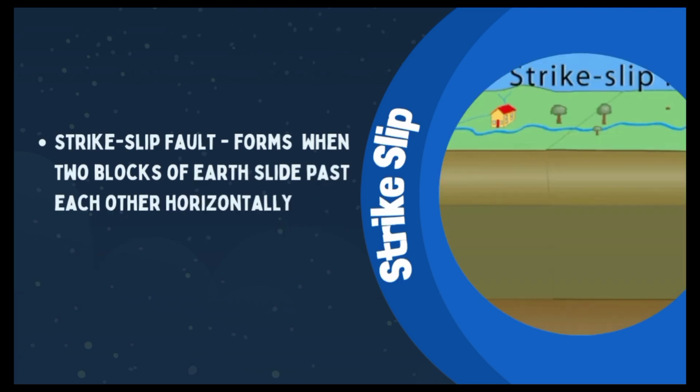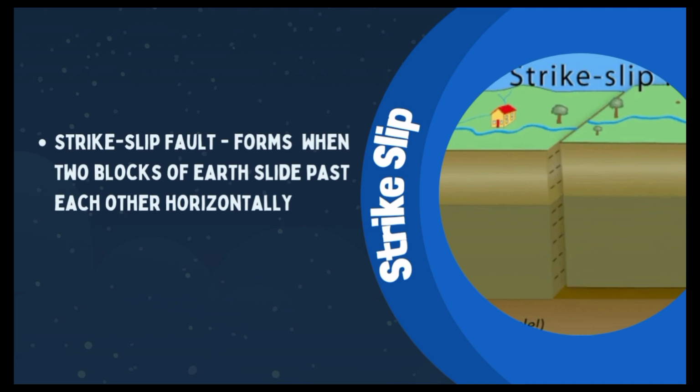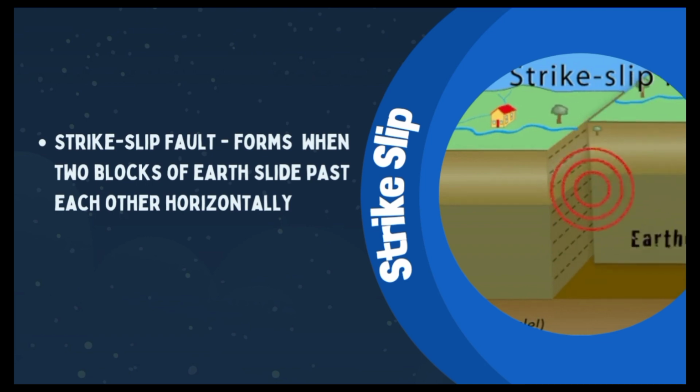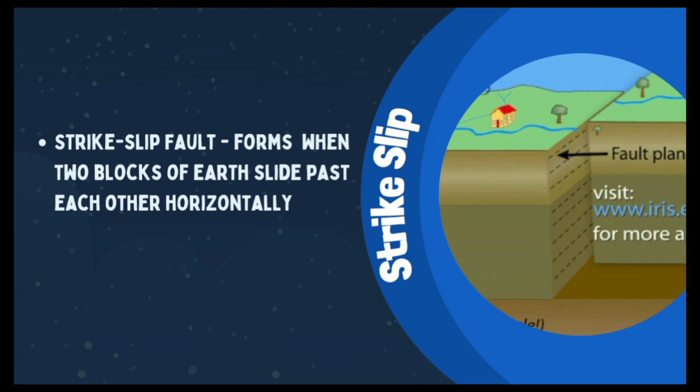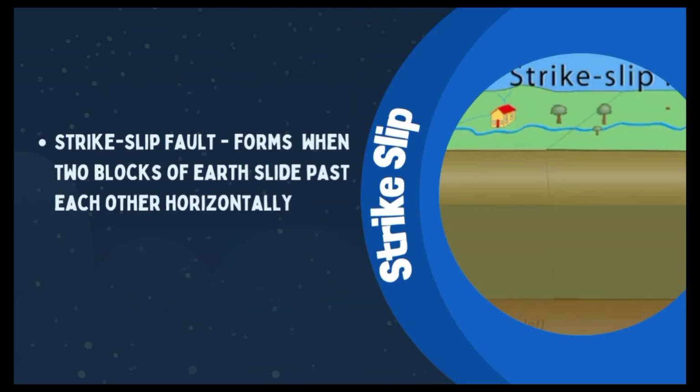And lastly, we have the strike-slip fault. It forms when two blocks of Earth slide past each other horizontally. To put it simply, strike-slip fault is a crack on Earth which moves horizontally like cars going past each other. It is caused by shear forces, which is a force that causes materials to slide past each other.